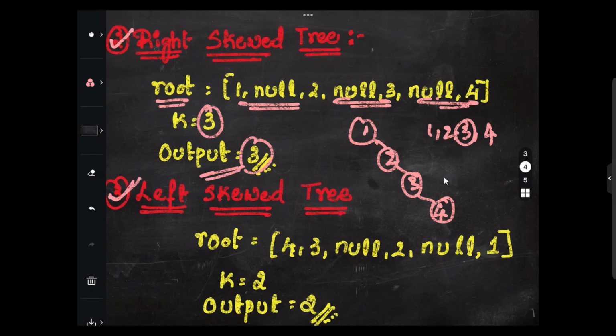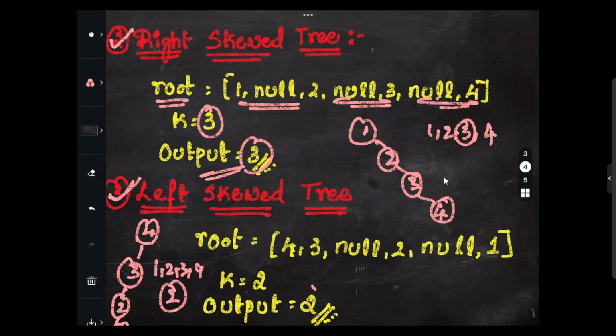Let's move on with the third edge case here, the left skewed tree. We have been given 4, 3, 2 and 1, right? So same, we have the values 1, 2, 3, 4. We have been asked to find the second smallest element. In this case 2 is the second smallest element. We have to return 2 itself in this case.